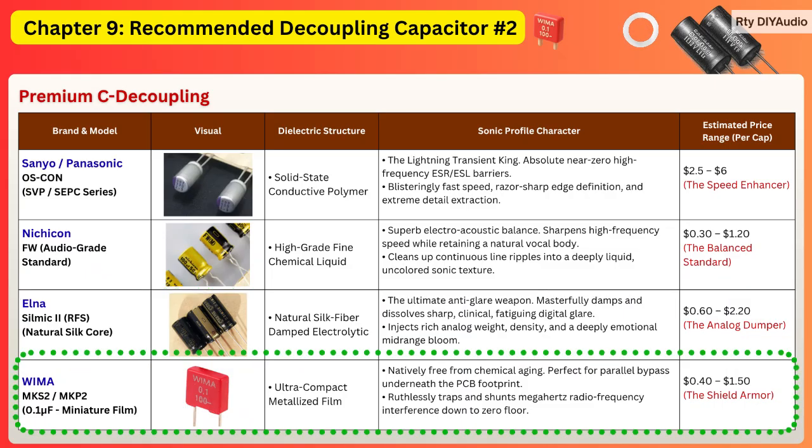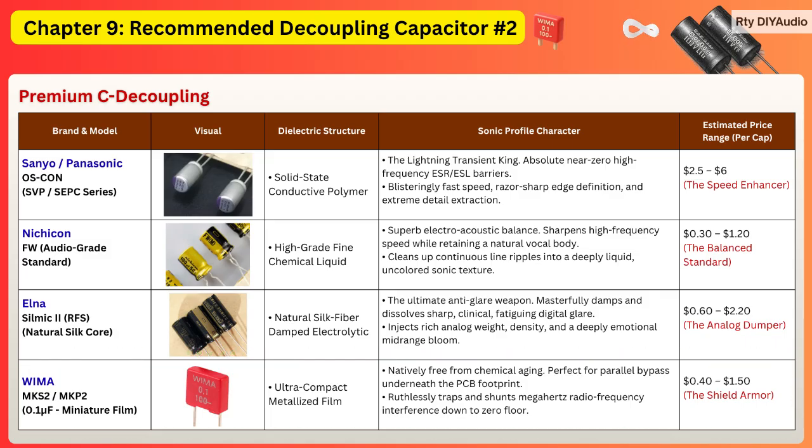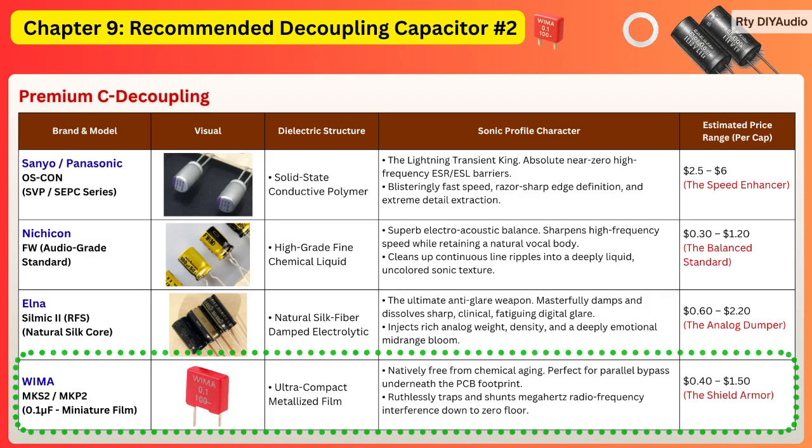Finally, the WEMA MKS2 or MKP2 0.1 microfarad miniature film. Being natively free from chemical aging, it is the absolute artisan choice for parallel bypass underneath your PCB trace layout, ruthlessly trapping and shunting stray high-frequency noise interference out of your circuit.